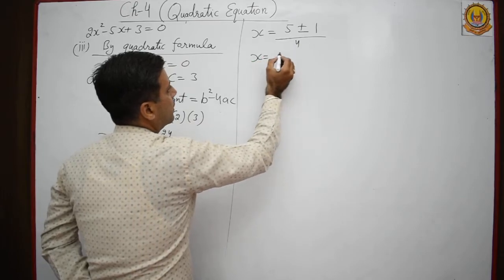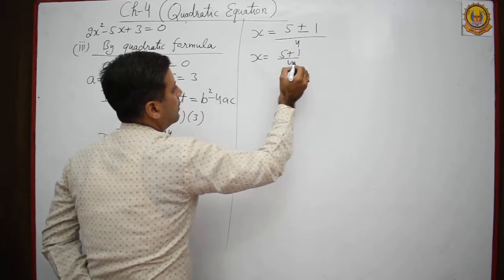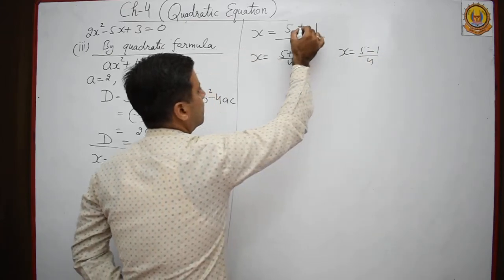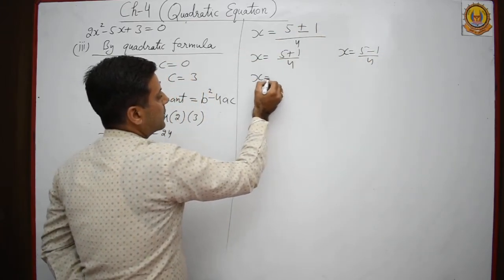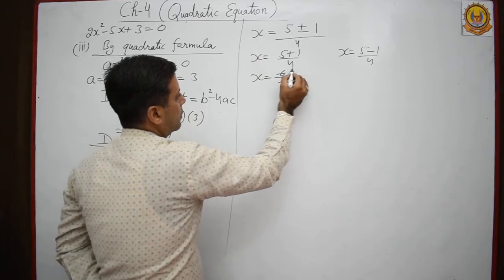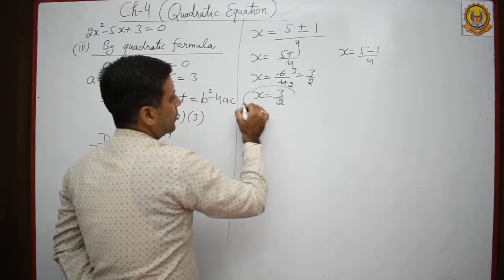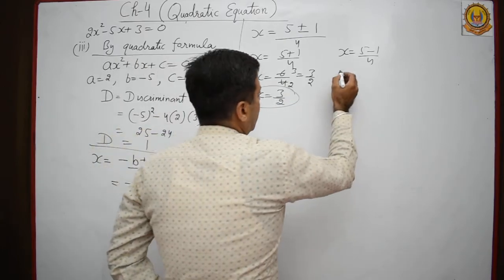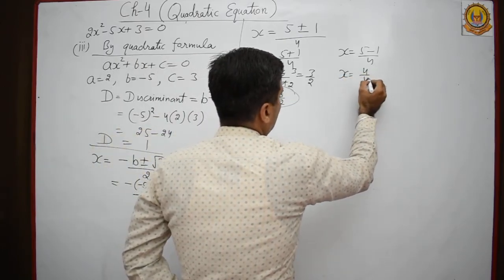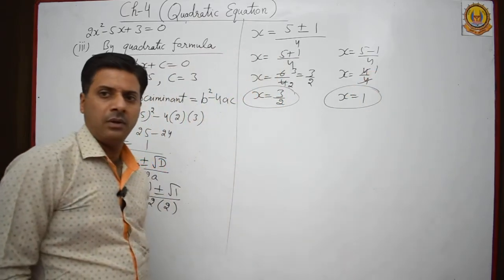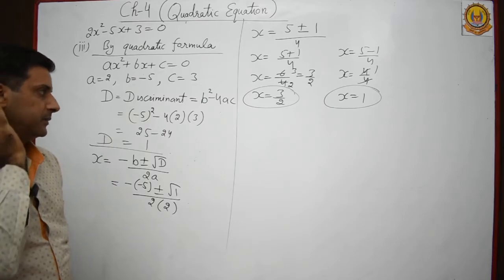So take x equal to 5 plus 1 by 4 and x equal to 5 minus 1 by 4. One time plus and then minus. So x equal to 6 upon 4, that is 3 by 2. So this is one root. And the second is 4 by 4, so x equal to 1. This is the second root. Again the answer is verified.